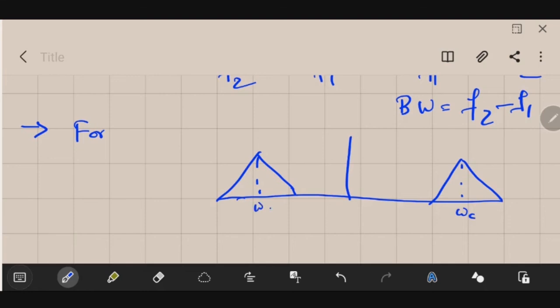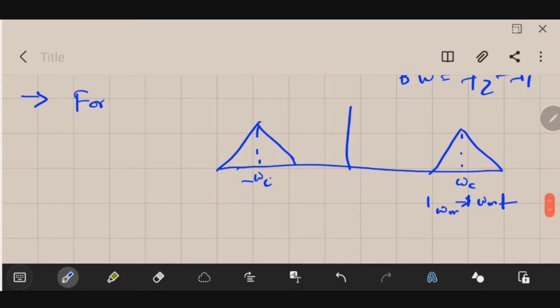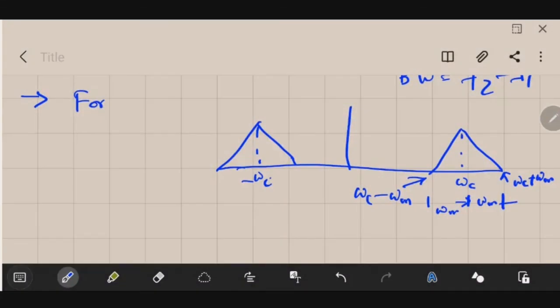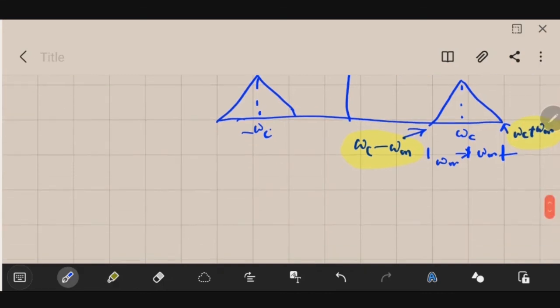This was your minus omega c, and I have told you that the width here is how much? Omega m, and here also the width is omega m. So we could say that this point is nothing but omega c plus omega m, and this point here is omega c minus omega m. So from here we could actually find out the bandwidth. Can you tell me what will be the bandwidth if the frequencies are like this? This frequency is omega c minus omega m. This one is omega c plus omega m. So let us write the same thing here. Okay, 2 omega m will be the bandwidth.